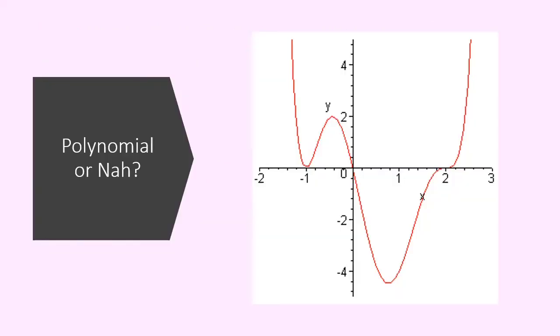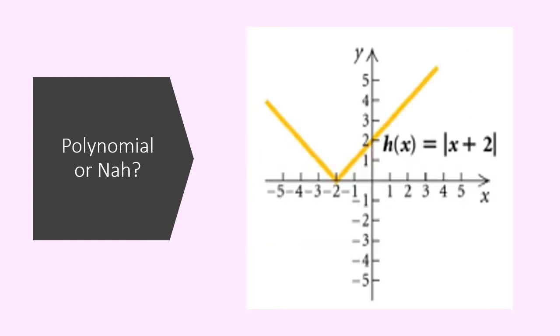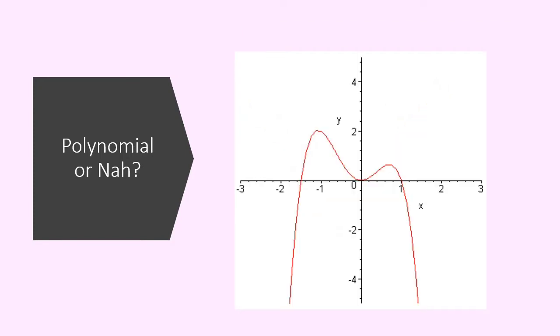So is this a polynomial or not? Well, there are no breaks. It seems to continue forever. It has nice rounded corners. So I'm going to say, yes, this is a polynomial. Is this a polynomial? Well, the one thing that we have here is that we see a sharp corner right here. So with that sharp corner, we're going to say, no, it is not a polynomial. Is this a polynomial? Well, it seems to go on forever. It has nice rounded corners, no breaks. Yes, this is a polynomial.